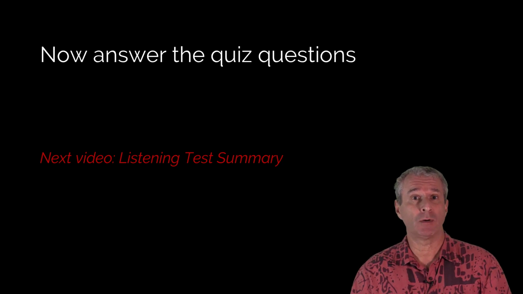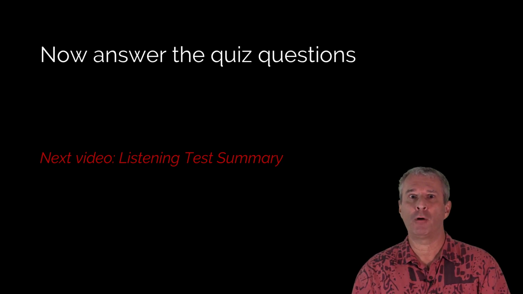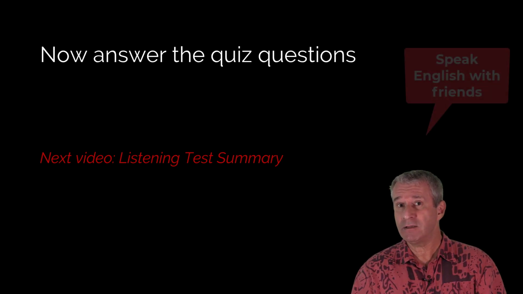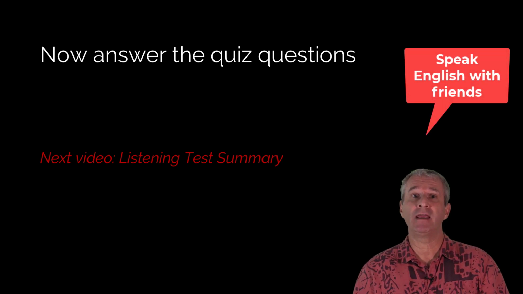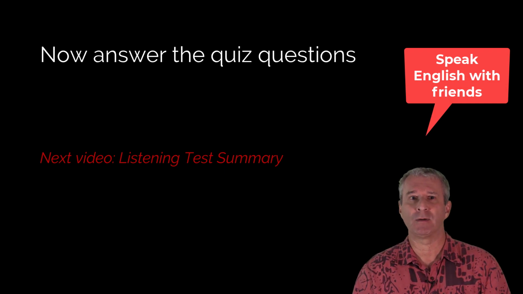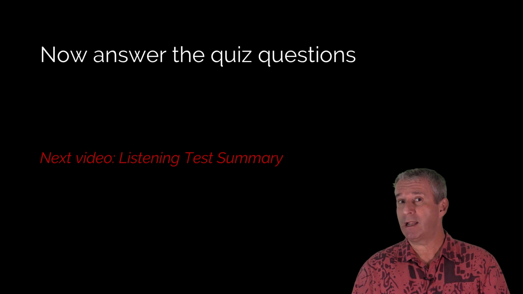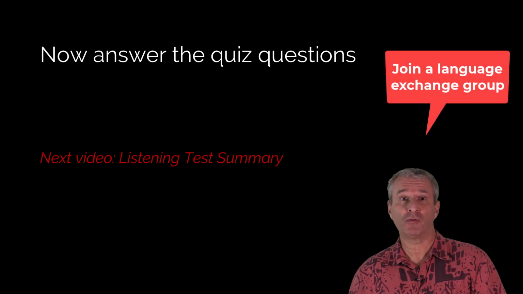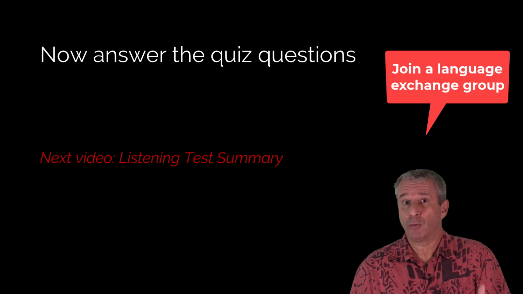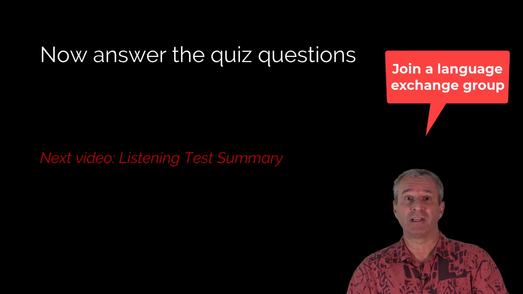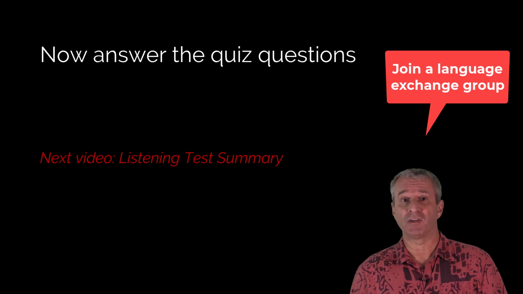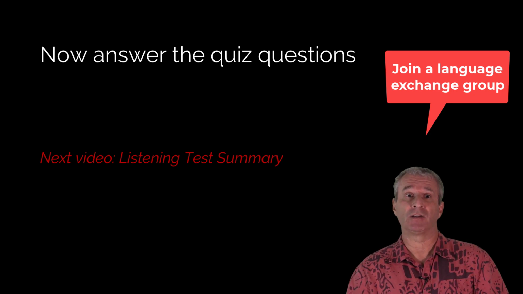Practice speaking English whenever you can. Take every opportunity to practice your speaking. Meet up with friends regularly and agree to only speak English for half an hour once or twice a week. Join a language exchange group if there is one in your area. You can also find a language exchange group online and use Zoom or Skype to practice your English.